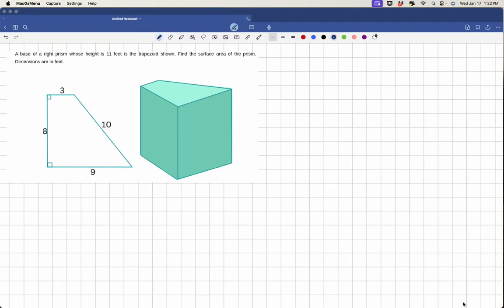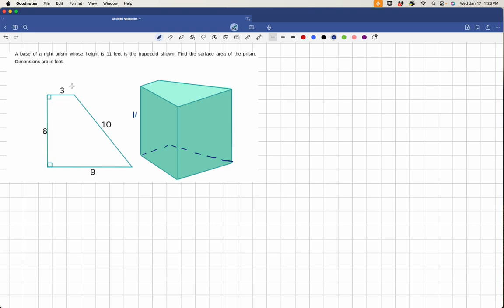So let me help you with this first problem. We've got the base of a right prism whose height is 11 feet. So that means 11 is the dimension that goes here. And the base is this trapezoid, so that means this shape here. That's the base area. We're going to find the surface area of the prism.